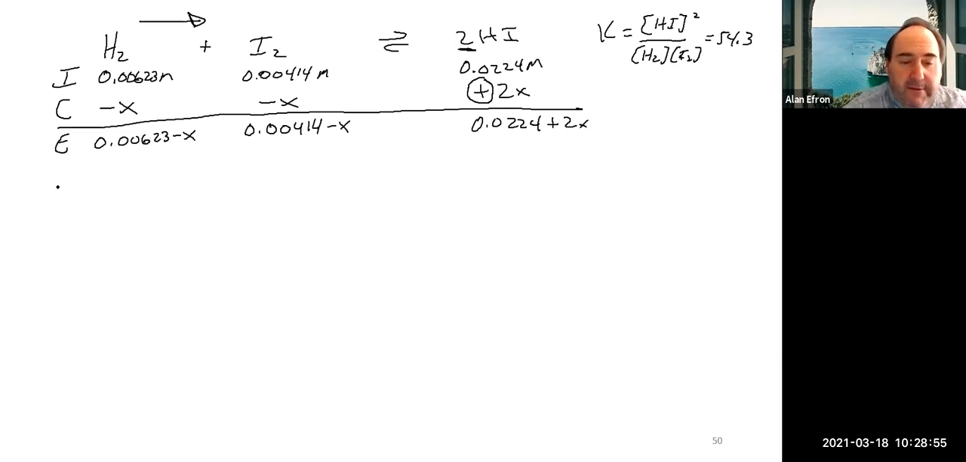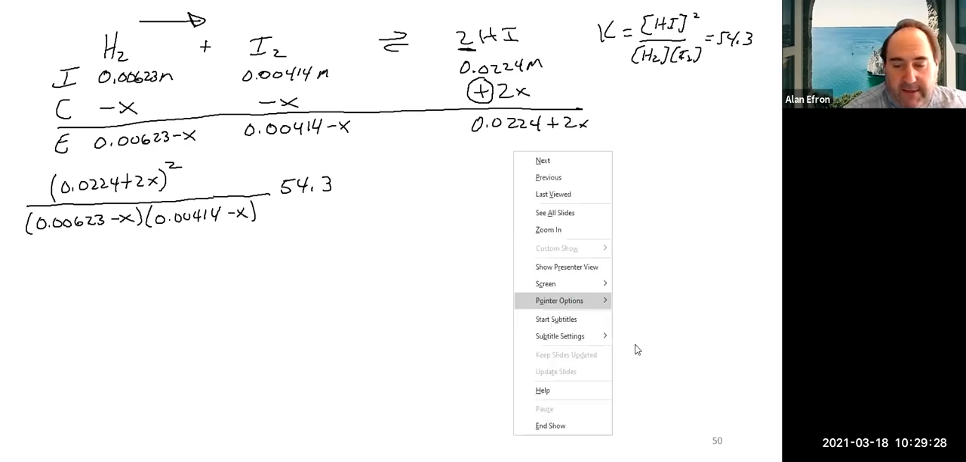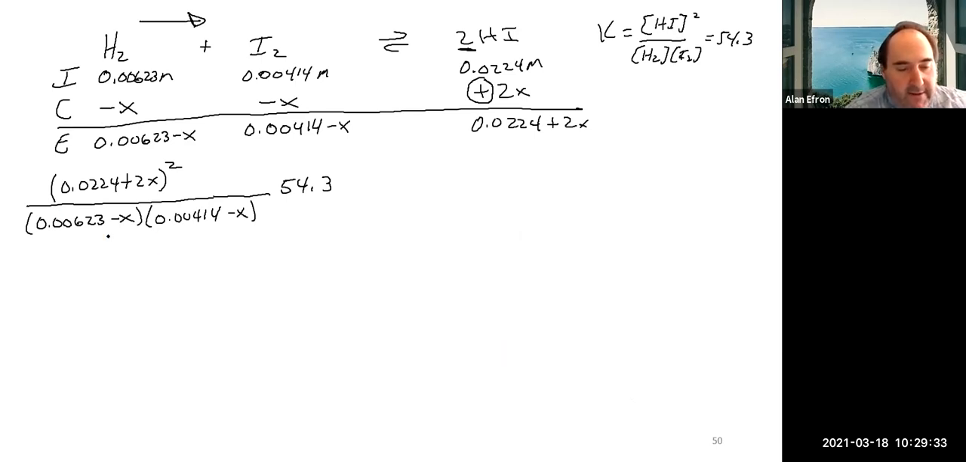Just like we did before, we're going to put this into our equilibrium expression, and that is going to be products, which is this guy, on top. We're also going to square them. We're then going to put in this guy here, and all that's going to equal our 54.3. All right, well, this one is not a perfect square. You've got to go the quadratic route, which means here we go with some factoring fun, right? FOIL method, whatever you want to call that.